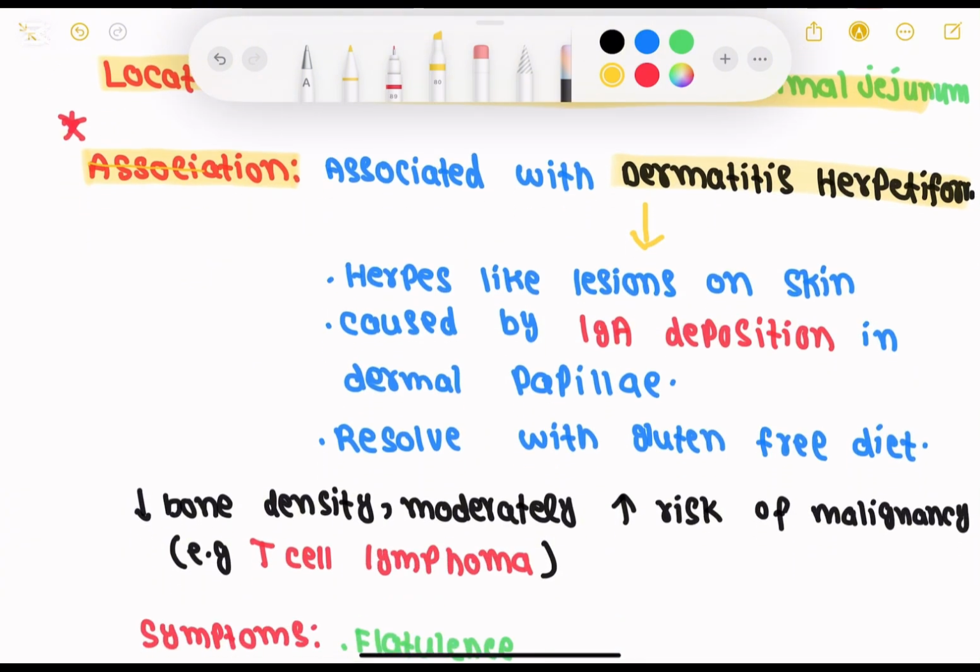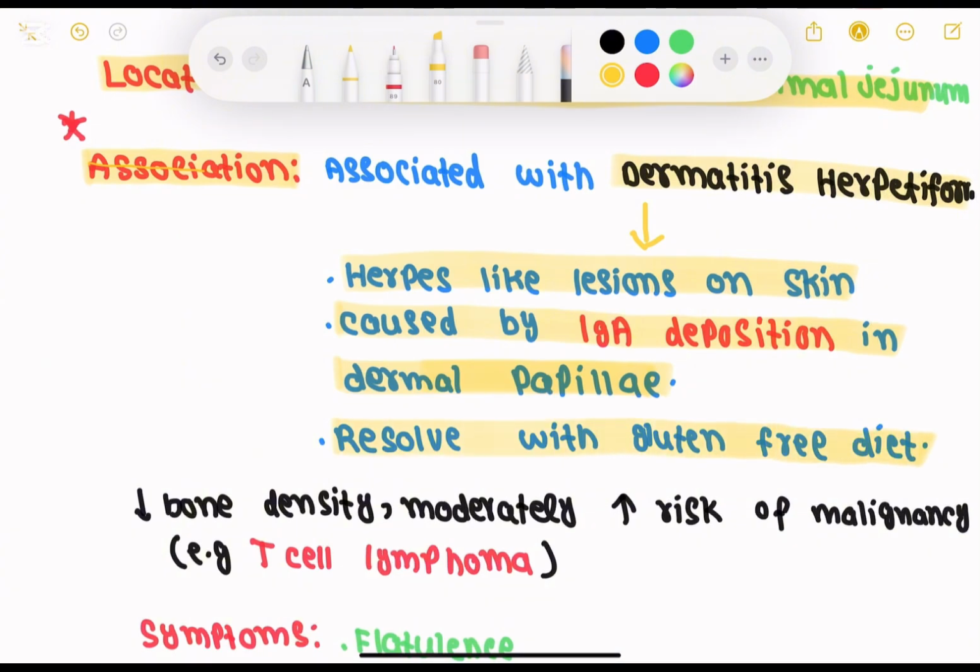Dermatitis herpetiformis is a herpes-like lesion on the skin, and this is actually caused by deposition of IgA antibody in the dermal papillae. The deposition of IgA in the dermal papillae causes lesions which are herpes-like on the skin, and that is called dermatitis herpetiformis. So this is also a hypersensitivity, and it resolves with the gluten-free diet.